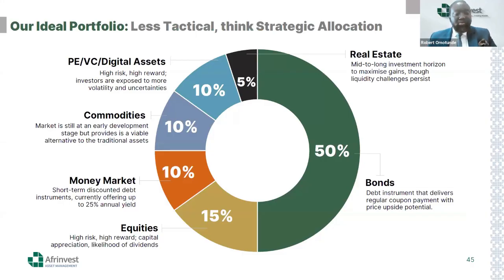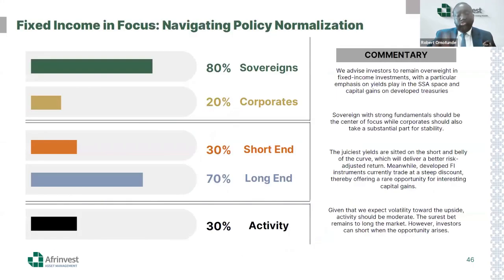And then moving on, when you look at the fixed income strategy, just drilling down into the fixed income strategy, we think that investors will need to consider mostly sovereign investment in the fixed income space. So our allocation to sovereigns is about 80% of the overall allocation to fixed income. Meanwhile, 20% will go into corporates.